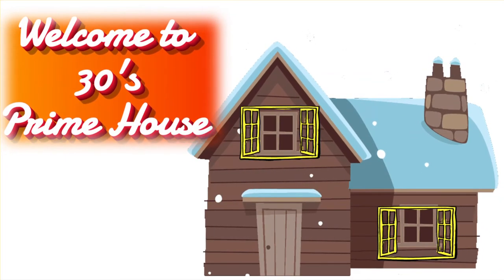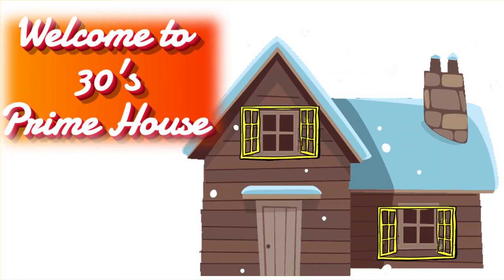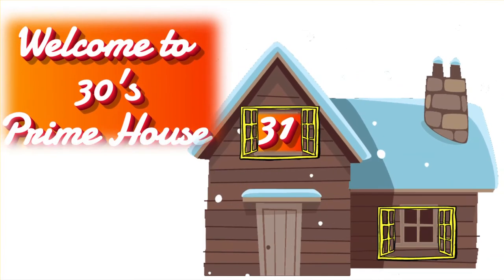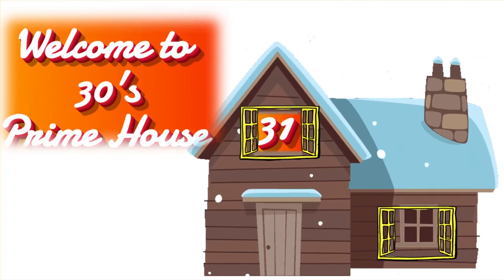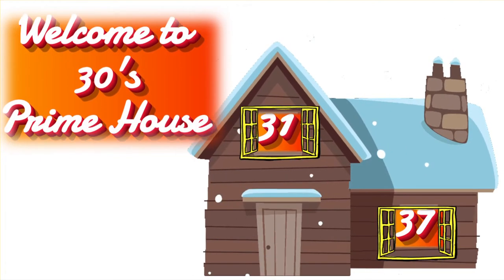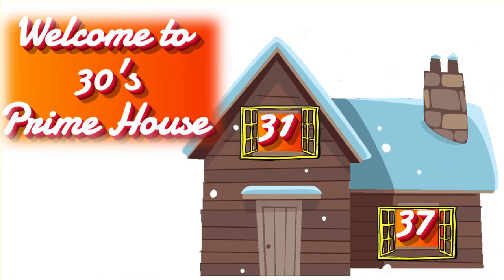Yeah. All right. So we're in 30's house. How many windows do you see? 2. So how many prime numbers are we looking for? 2. So let's see 30's house. How many prime numbers? 31. 37. So 31 and 37.